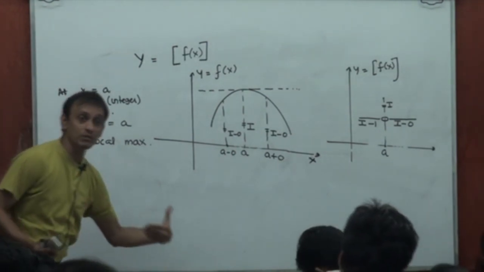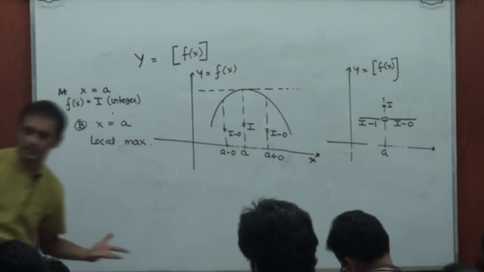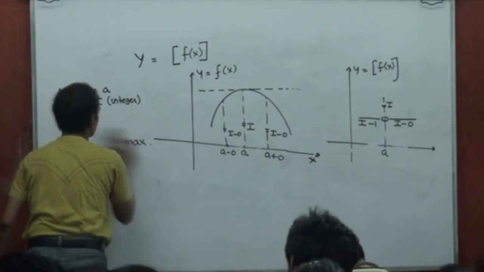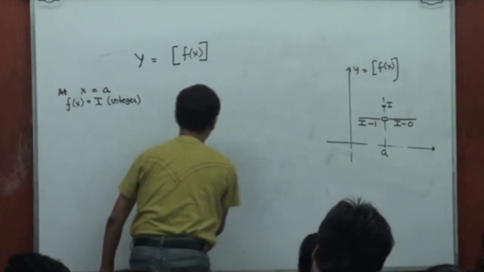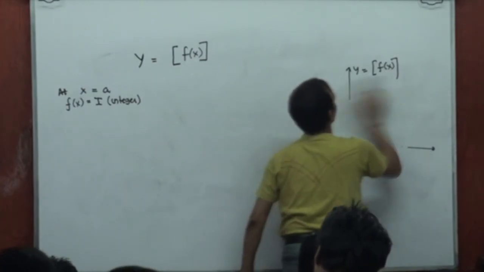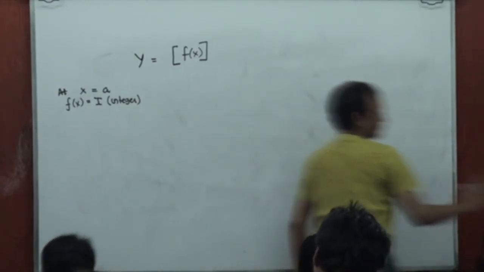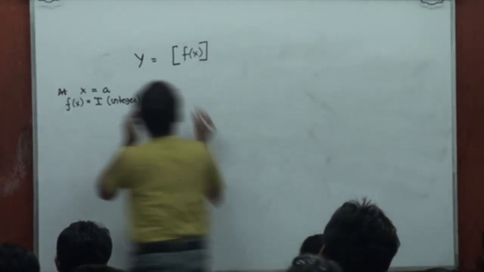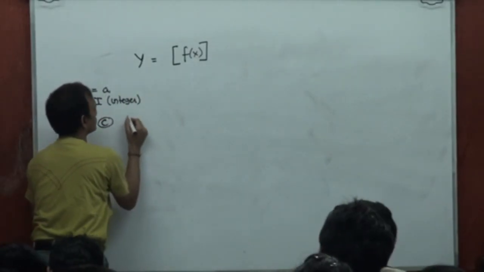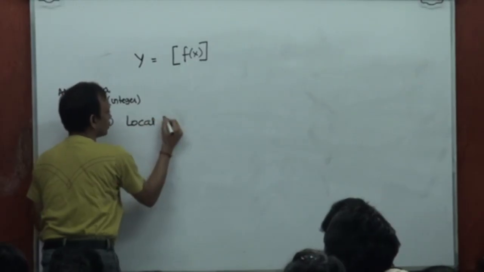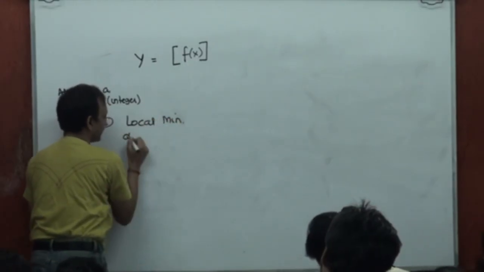It has a local minimum and assumes an integer value at x equal to a, right? That's case 3. Local minimum at x equal to a.